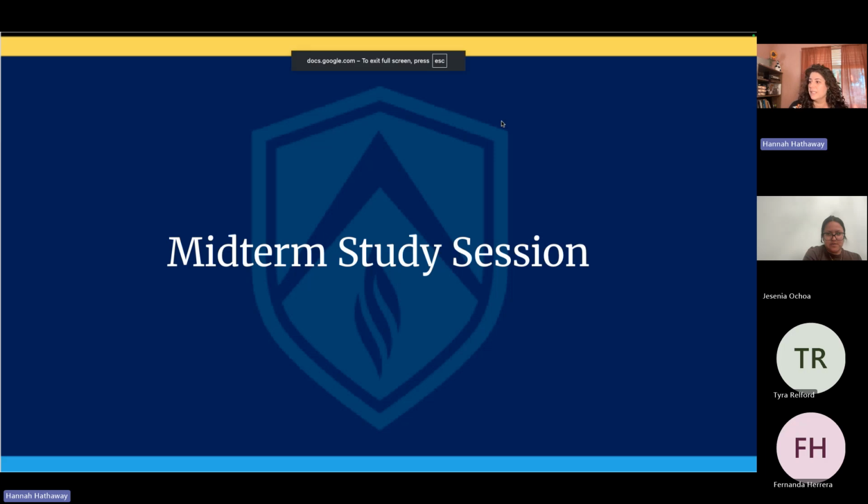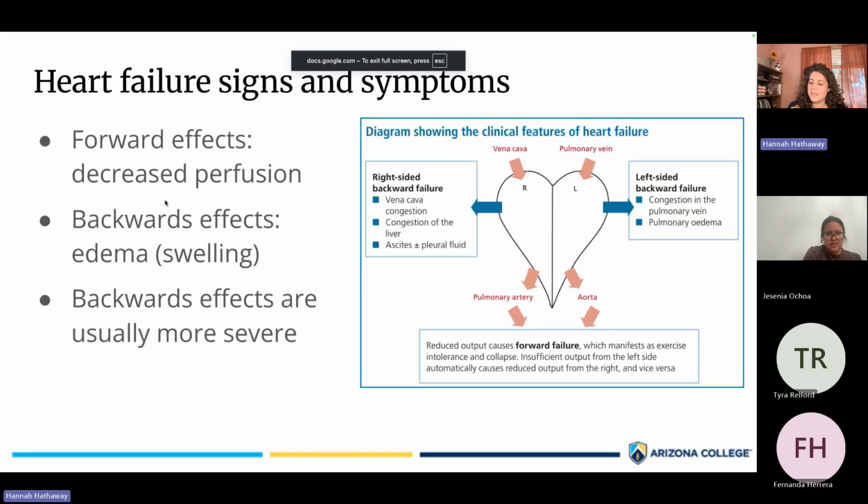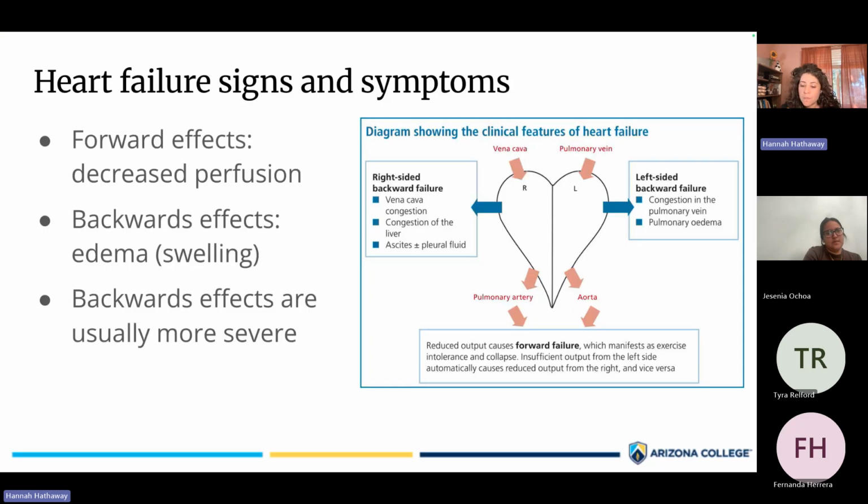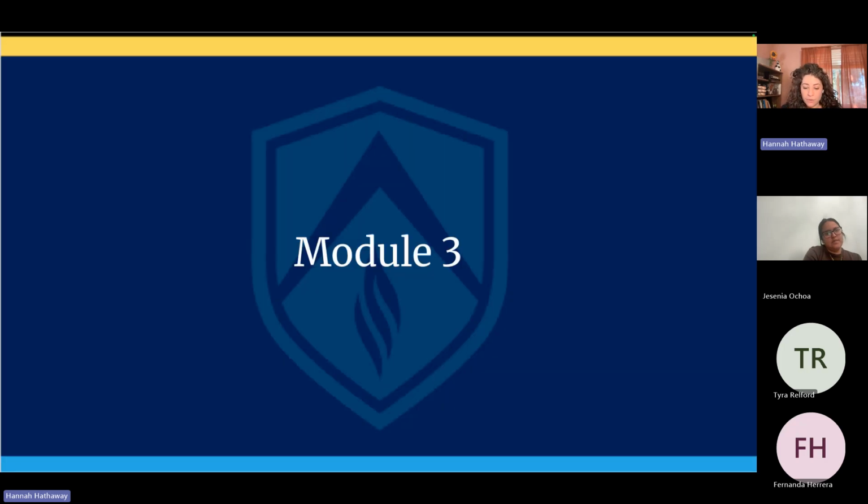Okay, so let's get this started here. I'm going to start with module 3 just because it was the most recent one and also the one we didn't get to do. So in terms of things to know from module 3, it's cardiovascular and pulmonary.